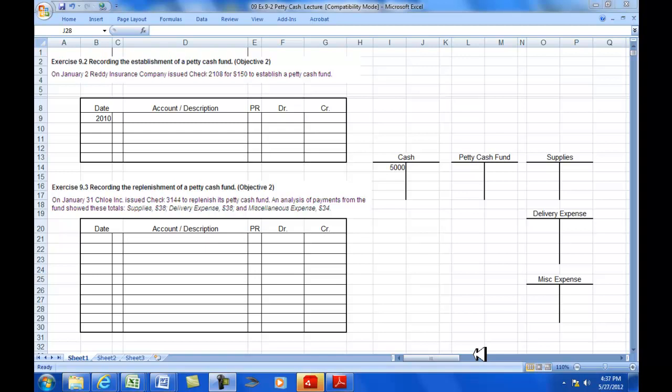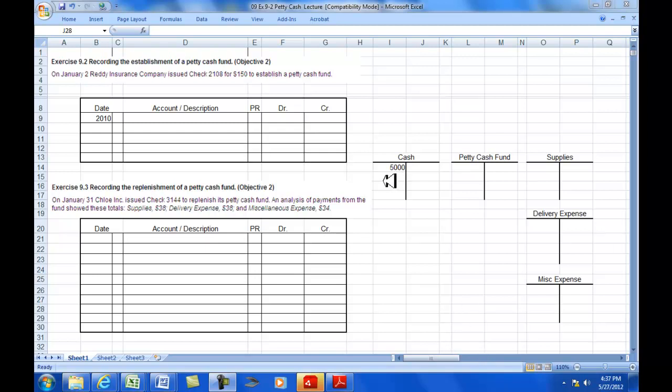Now, as you've seen in the textbook, a petty cash fund is in a secure locked drawer or locked box, and it is managed by one person. In fact, the check that is issued to establish the petty cash fund should be written to the name of the person responsible for the fund. In any case, let's go through an exercise. This is a lecture exercise demonstrating the accounting for petty cash.